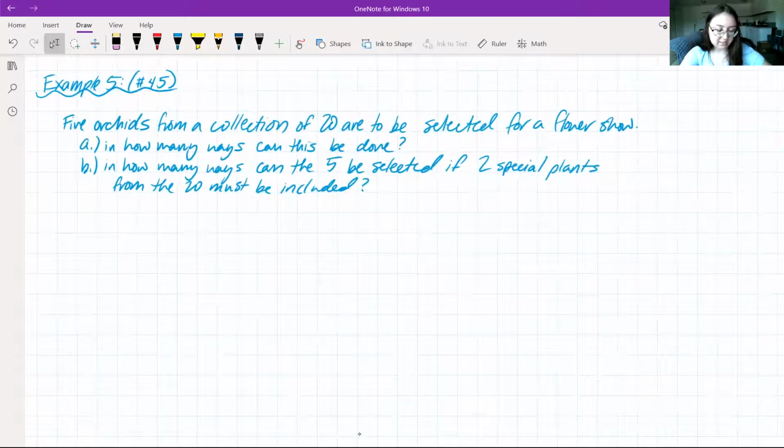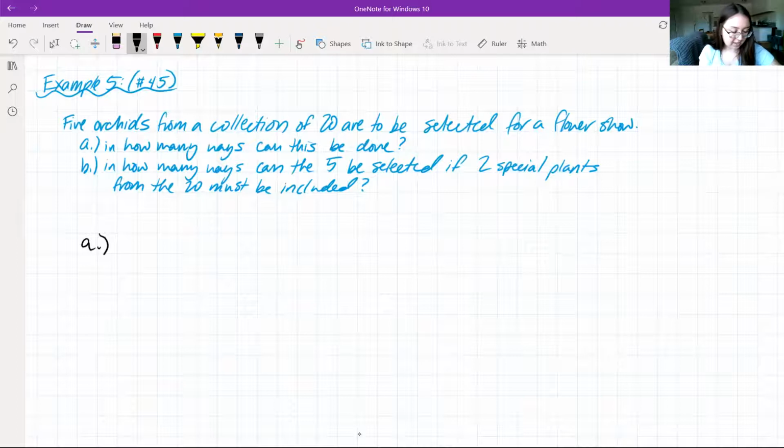All right, so for part A, for example 5 here, our last example, which is going to be number 45 in your book, we have 5 orchids from a collection of 20 to be selected for a flower show. Part A is, in how many ways can this be done? Part B is, in how many ways can the 5 be selected if 2 special plants from the 20 must be included. So we're going to start with part A.